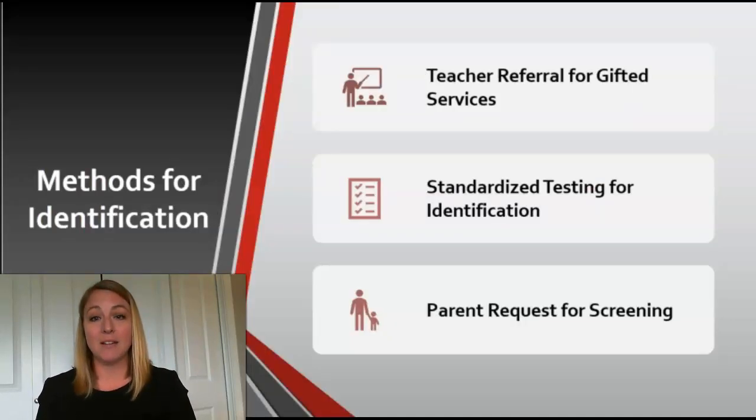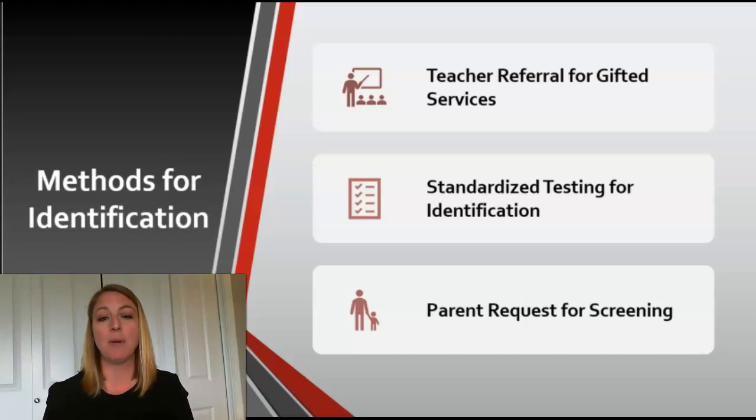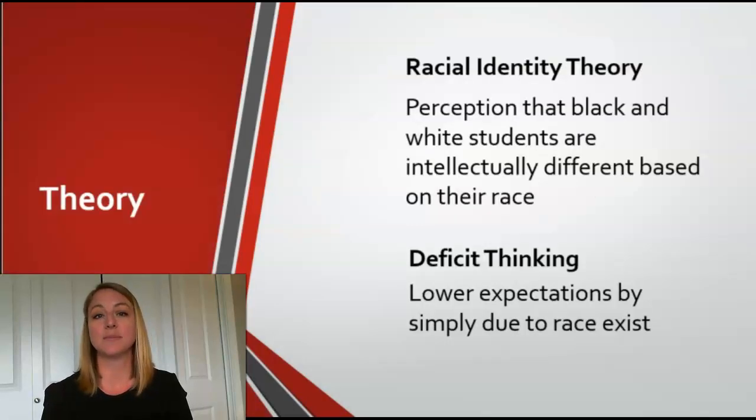There are 3 main methods for identification of students for gifted services. Students can be recommended by teachers based on their behavior and performance in class. This is called teacher referral. Another method of identification is utilizing standardized test scores. This type of identification requires students to exceed a cutoff score in order for recommendation. Lastly, many schools allow parents to request that their child be screened for gifted services.